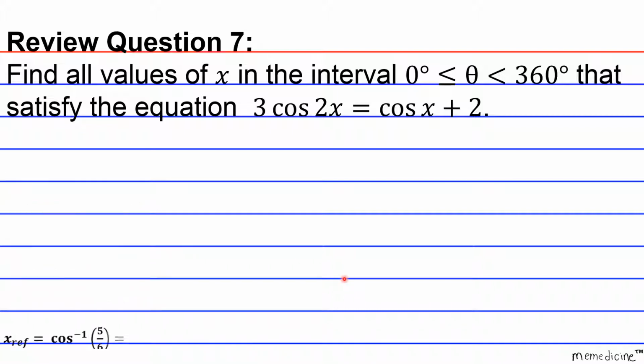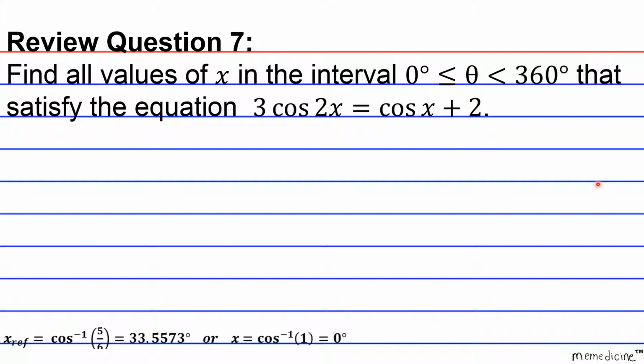So let's proceed. We take the inverse cosine of 5 over 6, and you have to do this on your handy dandy graphing calculator, and you get the value 33.5573 degrees, okay? Or you take the inverse cosine of 1 and you get that the value is 0 degrees or 360, but we're ignoring the 360 since it's not included in our interval, okay?